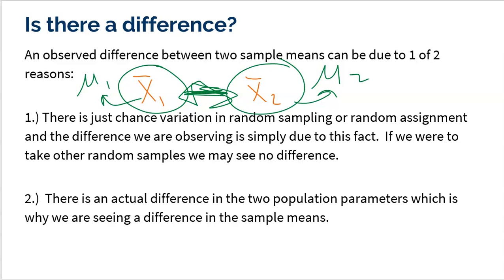So that's what we have to decipher. Is the difference we're seeing between our two samples just pure randomness for randomness' sake? It's just part of sampling. Or is there a difference between our two means because there's actually a difference between the two populations? And that's what we have to answer.